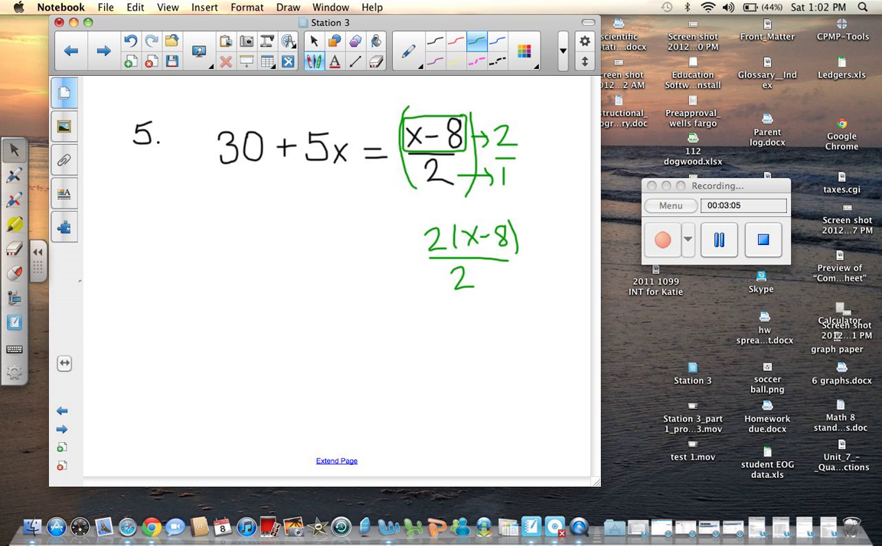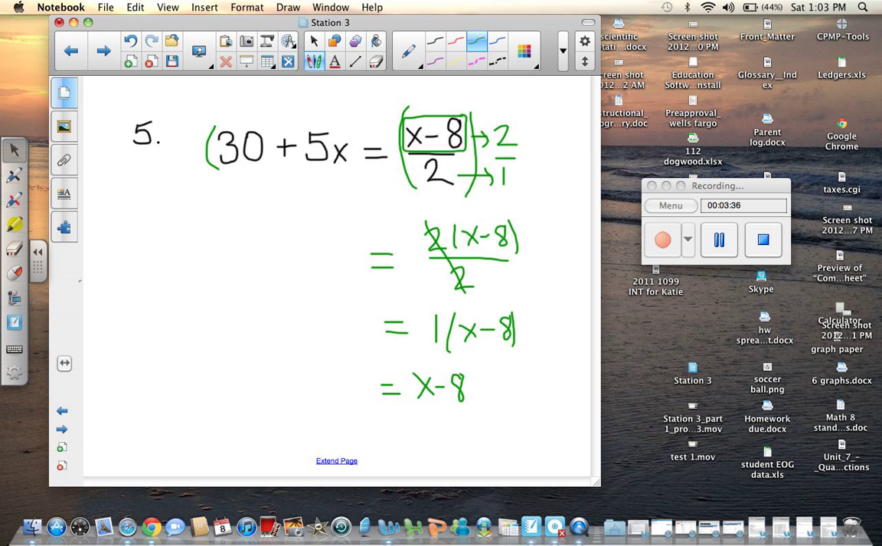So hopefully you can see more clearly in this example that we have 2 divided by 2, and we're left with 1, and that's 1x minus 8, and 1 times x minus 8 is just going to give us x minus 8. So that's just to show you a little bit more in depth why those cancel. Hopefully that makes it make a little bit more sense.